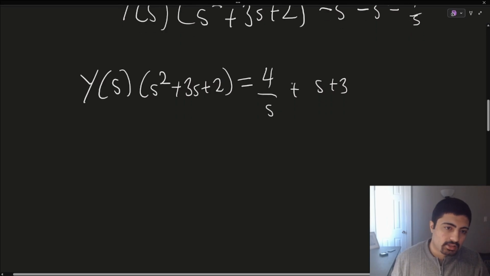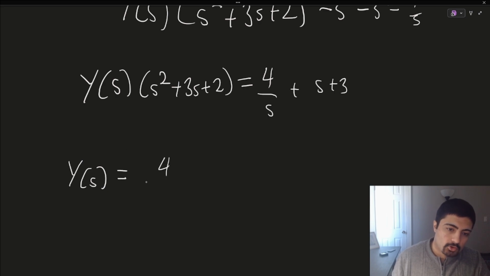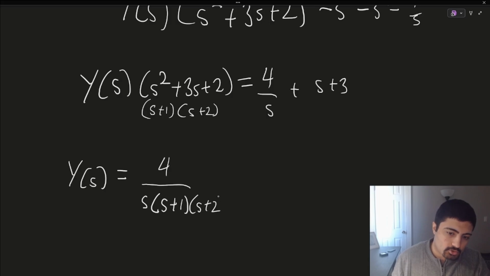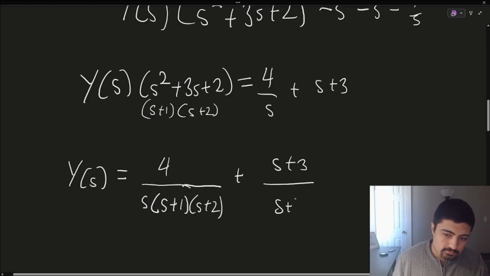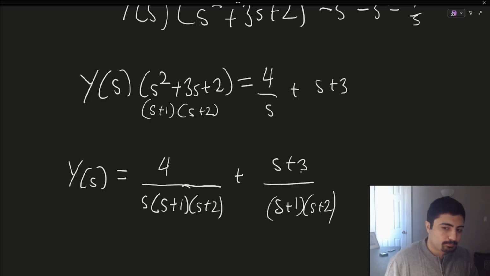And then in order to solve for Y(s), we're going to say Y(s) is equal to 4 over, I'm going to factor this out. So the factorization of this is going to be (s plus 1) and (s plus 2). So we're going to have s times (s plus 1) times (s plus 2), plus (s plus 3) over (s plus 1) and (s plus 2), like that.